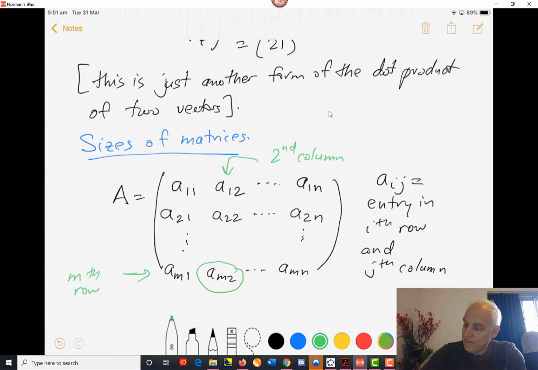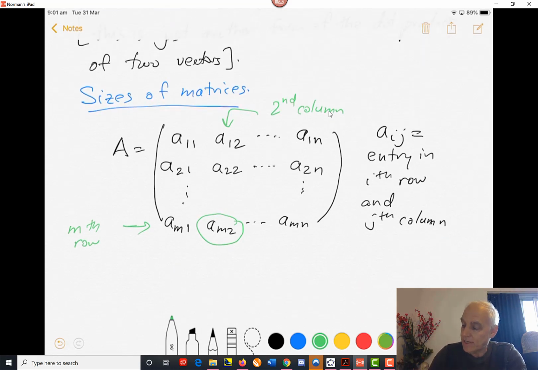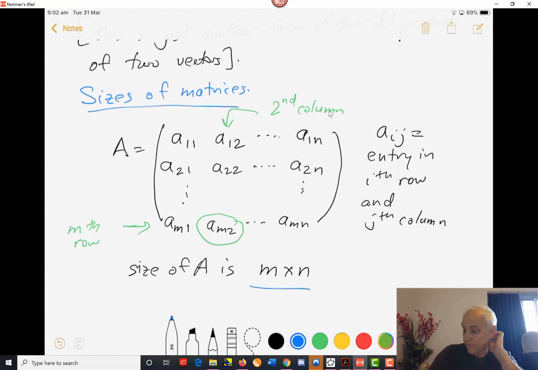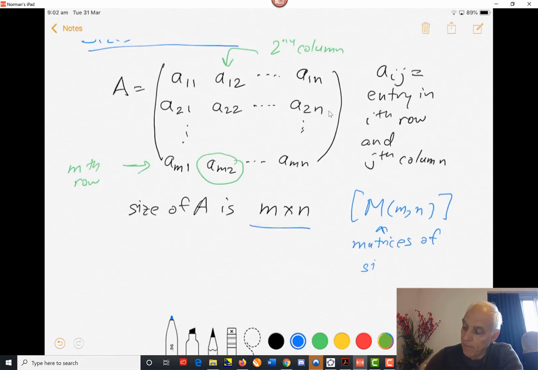Okay, and this matrix has a size. The size of this matrix is m by n. Okay, it's m by n. So sometimes we say M_mn stands for the matrices of this size, m by n.